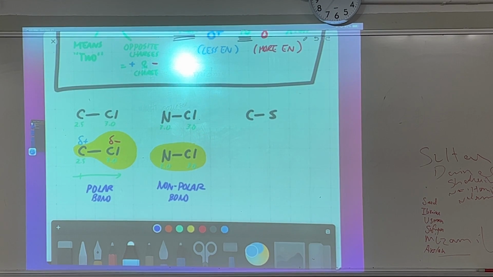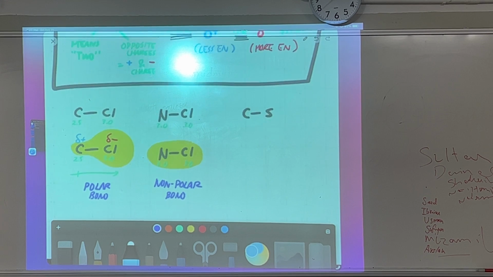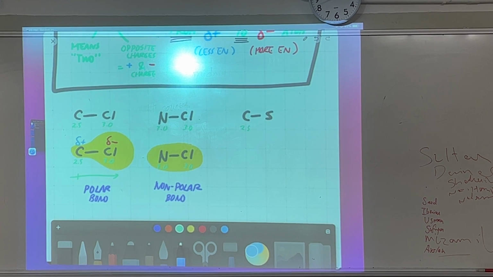For C and S, it's similar. They both have a value of 2.5, which means there is not one atom with more electrons around it. So this is also a non-polar bond.